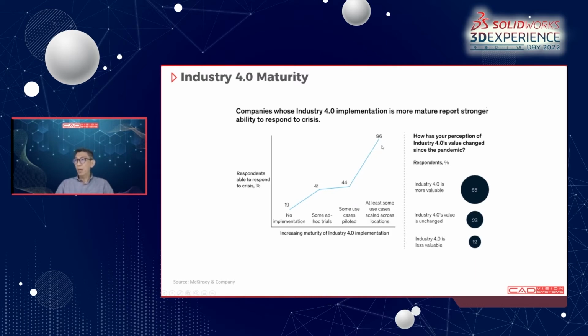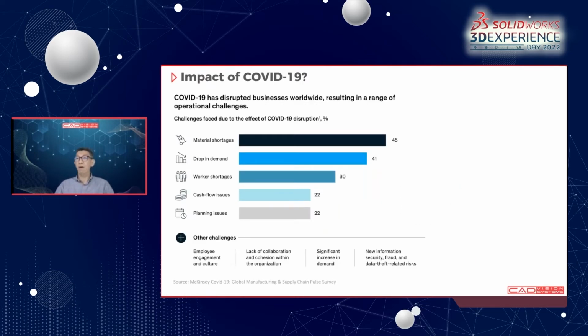So this is looking at 96% of them saying, hey, look, when they are more matured, they are more able and more ready to respond to something like COVID. And of course, as a result of COVID, the perception of these respondents towards I4.0's value since the pandemic has certainly increased, as you can see in the chart. So this gives you a very quick flavor of where we are today.